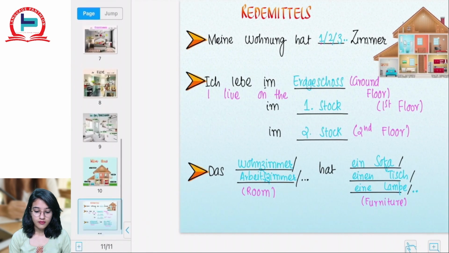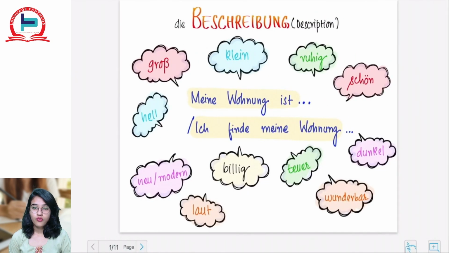Now we have the vocabulary of rooms and mostly all the furniture. So the very first slide, which was about description, other than describing your apartment, you can also use this pattern to comment on different rooms. For example, meine Wohnung ist dash. We were saying that my apartment is beautiful, big, bright. Similarly, you can say mein Wohnzimmer ist klein. My living room is small. You can say meine Küche ist hell.